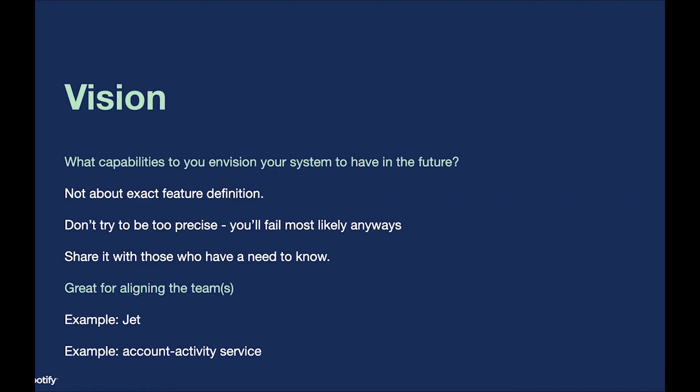It is not about an exact feature definition. It can be fluffy, or it should even be fluffy, as if you're trying to be too precise, you're gonna fail most likely. We're gonna see why in a second. But once you formulate that vision, you usually do that in a group of people who are building a system together or a feature together. You're gonna share it with everyone who has a need to know, and you get the first round of feedback, and you adjust your vision.